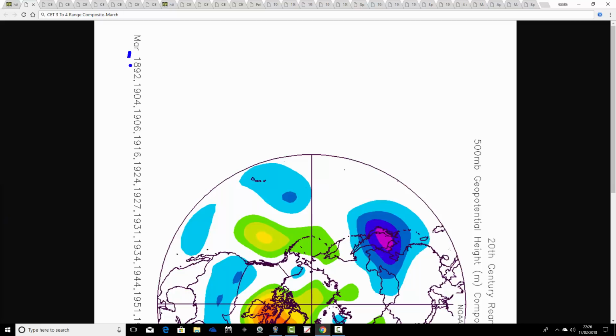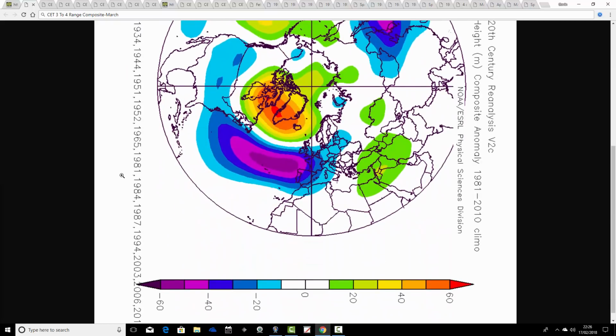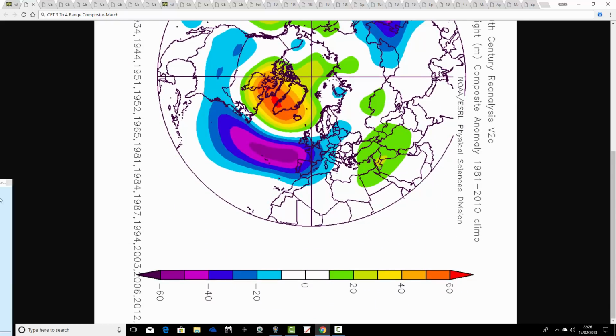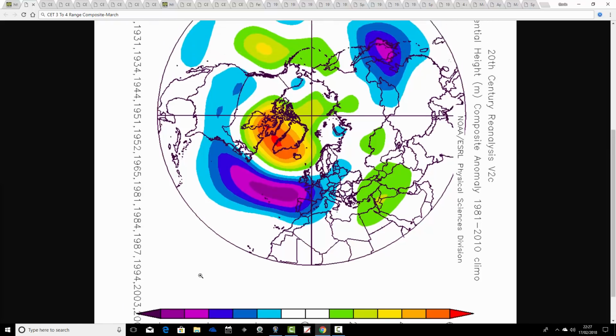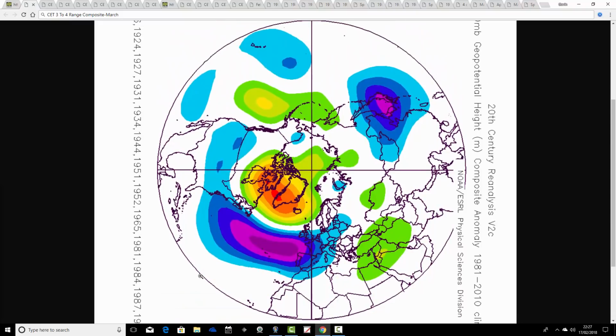We start at March 1892, and we go right the way down to 2012. So there's a big range of years in there, and of course I can't show you all of those individually because we'd be here for a month of Sundays really, but if we put all those years together, you can just see how much work James has had to go through to get to this point, putting all of these years together.